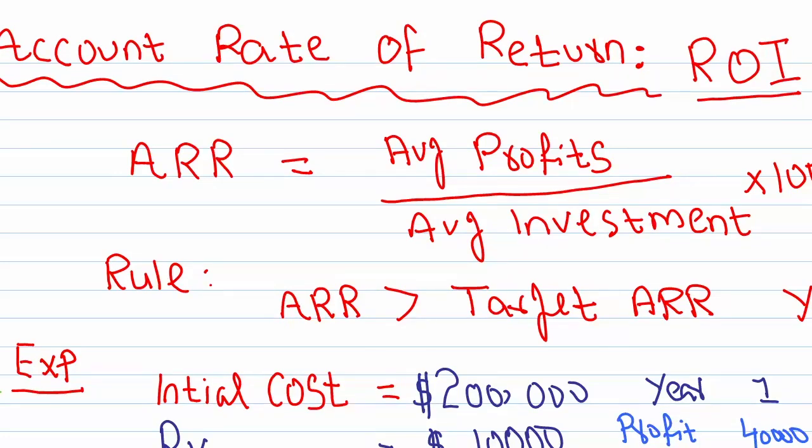I have little space. Let me rewrite: year 1, 2, 3, and 4. In year 1, 30,000. In year 2, let's say 40,000. In year 3, 50,000. And in year 4, let's say 45,000. So these are our projections.